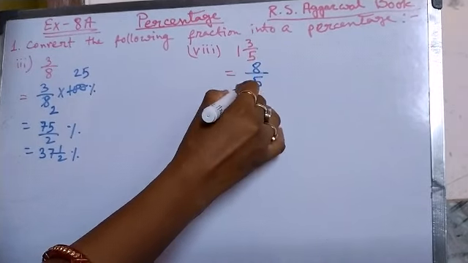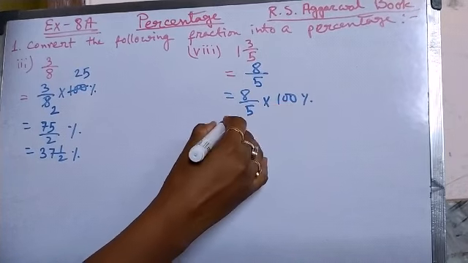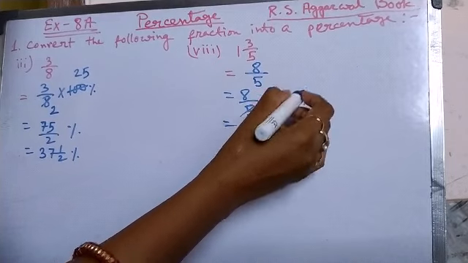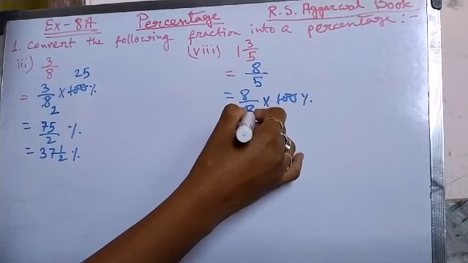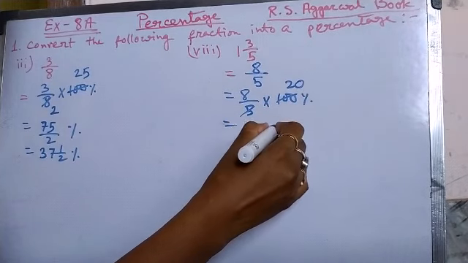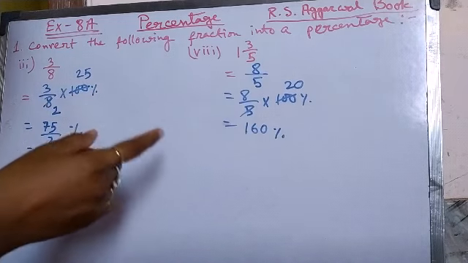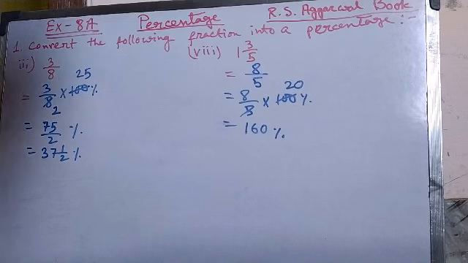So after that we'll make it into percentage, that means 100%. Then we'll cut it by 5. 5 ones are 5 and 5 twos are 10. That means 160%. So here for number 8, 160% is the answer.